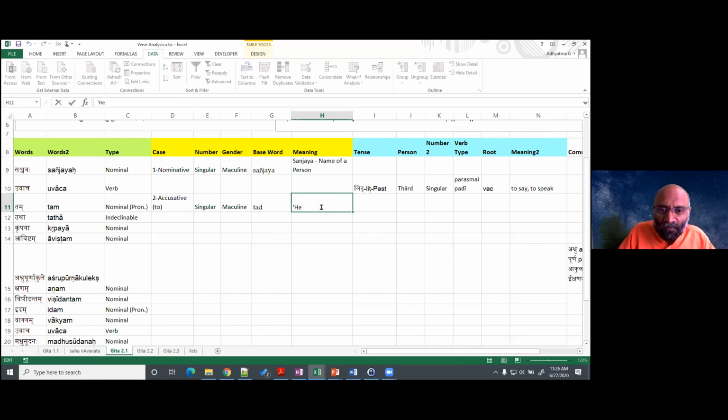So this is the meaning of the base word, he. And here in the bracket, I can put the meaning of the word tam. Or the other way around would probably be better: him, and then he would be the meaning of the base word.